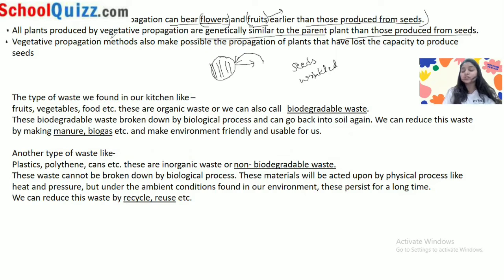This is why we found it better to produce plants by vegetative propagation, because they are genetically similar to the parent. But the plants which are produced by seeds are not guaranteed to be genetically similar to their parent. So these are the differences between vegetative propagation and seeds.